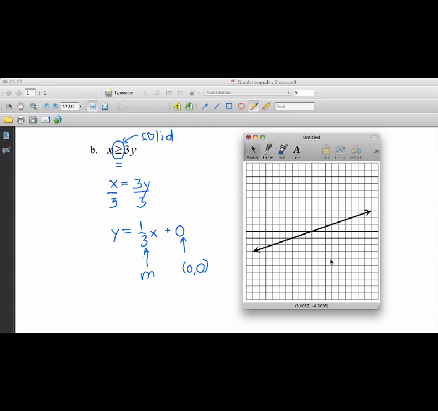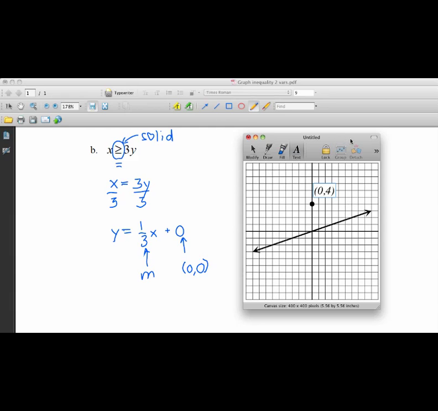And now I need to decide again which side of this line to shade. To do that, I need a test point. I can't use 0, 0 this time because this line does pass through the origin. So I'll just choose this point here, which is very clearly not on the line. This is the point 0, 4, and I'm going to use 0, 4 as my test point.